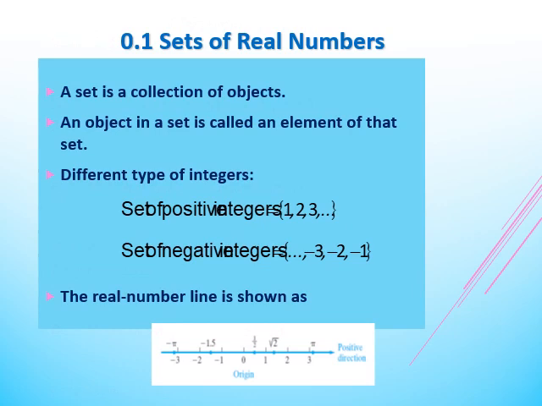Let's start with the first section, which is the sets of real numbers. First of all, we should know what is meant by set. A set is a collection of objects, and an object in the set is called an element. There are different types of integers, like the set of positive integers, which begins with 1, 2, 3 up to positive infinity, and the set of negative integers, which is -1, -2, -3 up to negative infinity.